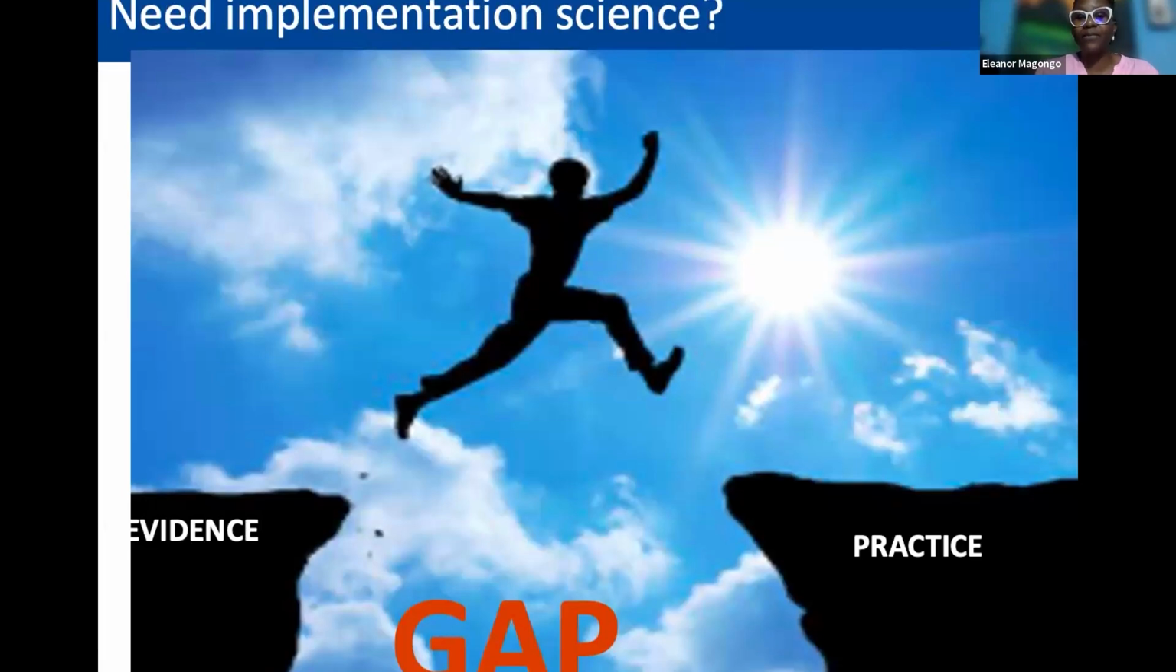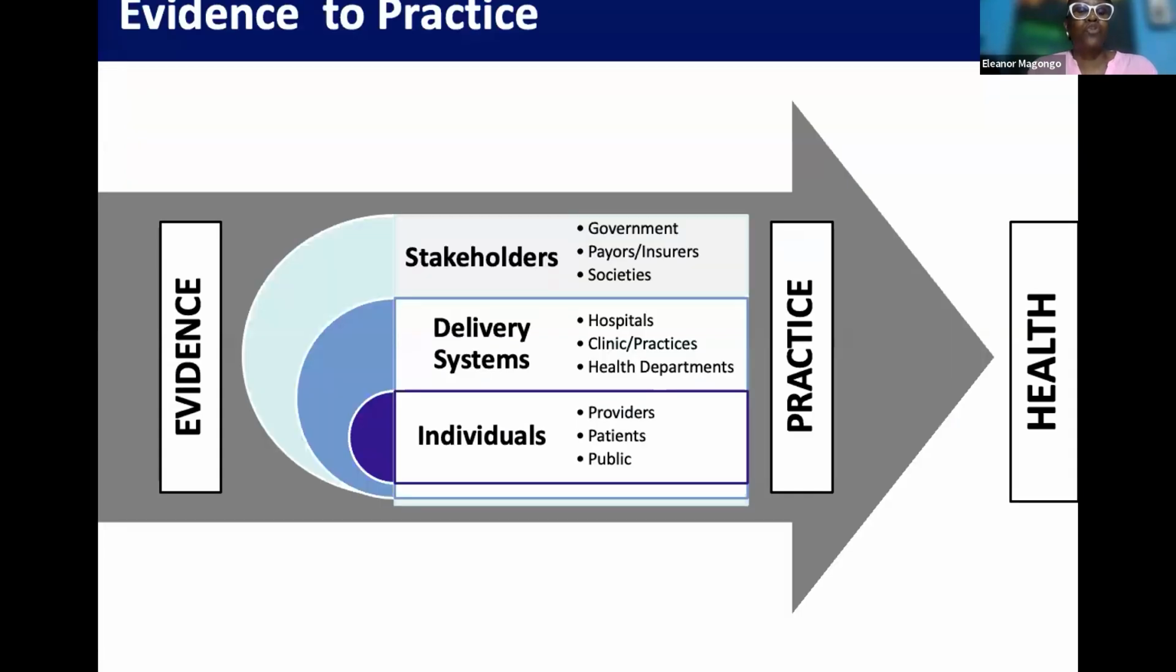So you have the evidence, but for one reason or another, the evidence is not being translated into practice. There's a gap in between, and that's where implementation science research comes in. So that gap is usually at different levels. It could be at the level of the stakeholders, and maybe a policy is lacking. It could be around delivery systems at the points of service provision, or it could also be at an individual level. So you have the evidence, but it's not translated into practice to improve the health outcomes of the clients.